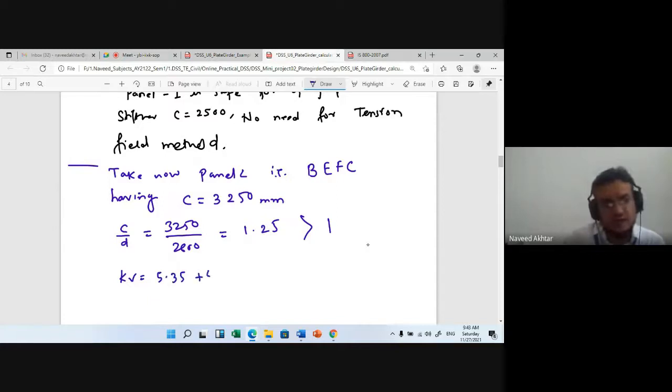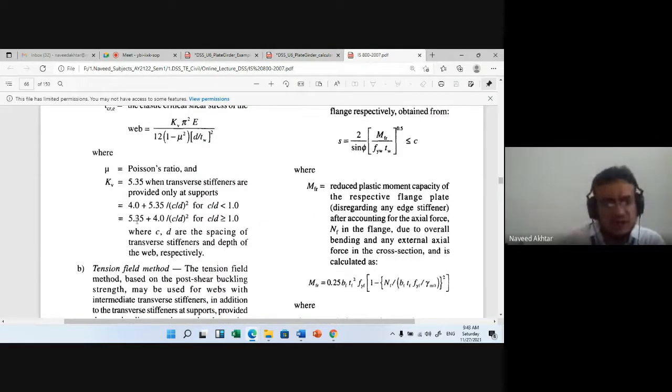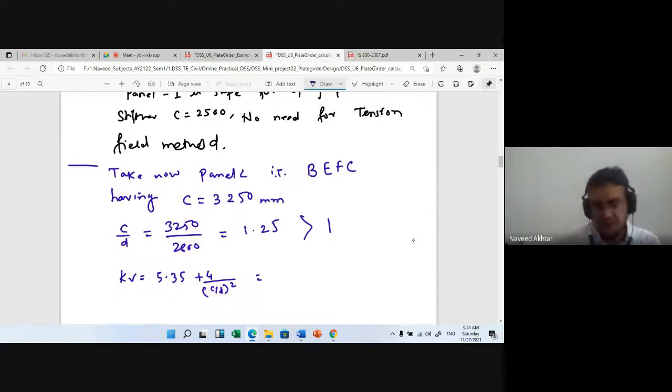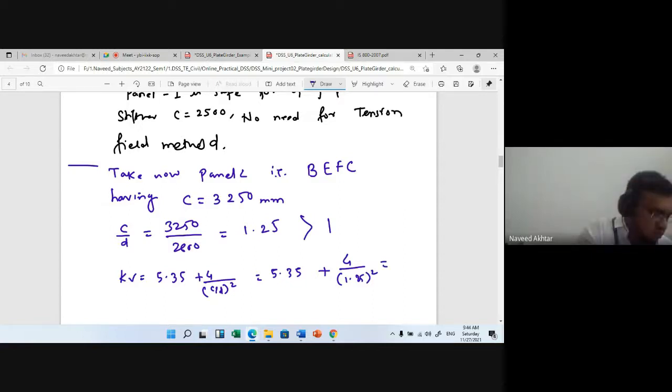So kV is equal to 5.35 plus 4 divided by C by D square. This is the formula as per the IS code. Now here I will write down 5.35 plus 4 divided by 1.25 square. If you calculate this, 4 divided by the answer plus 5.35, it is coming something like 7.91.